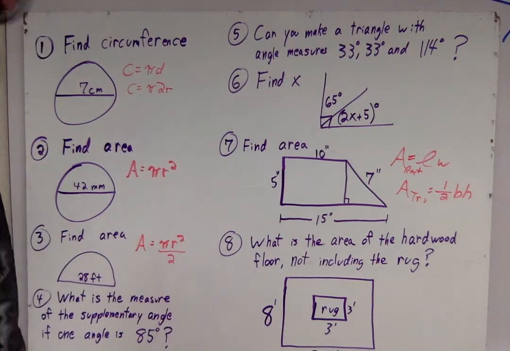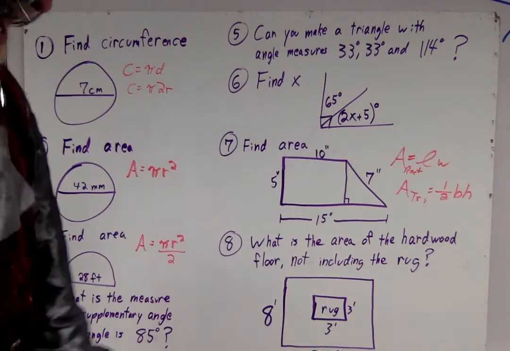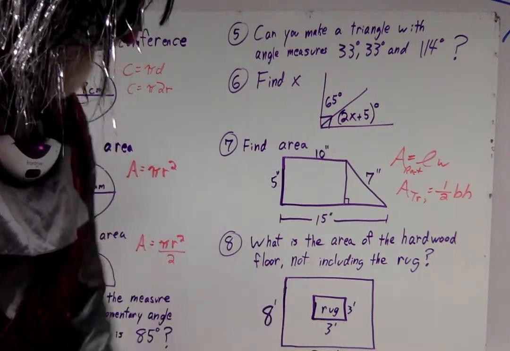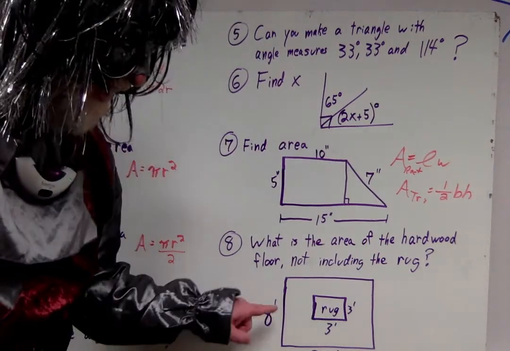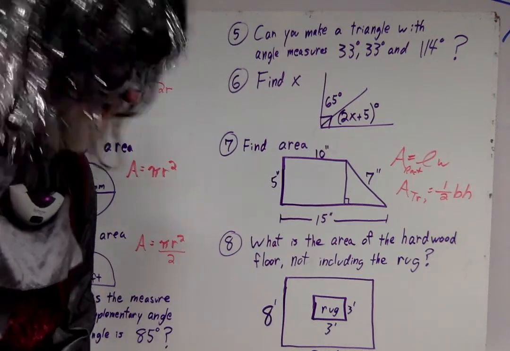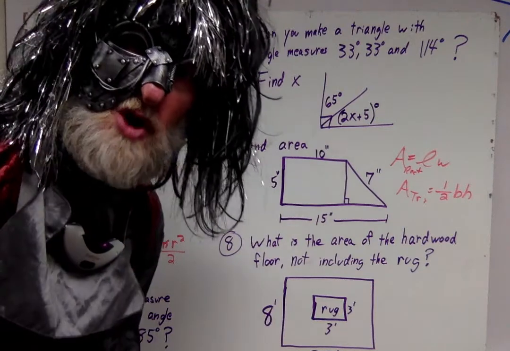Number 8 is also a little bit tricky. Imagine we have a rectangular floor, everybody, and you need to mop it, but you're not going to mop the rug that's in the middle. So, how many square feet will you have to mop? Well, everybody, the secret is find the area of the rectangle, find the area of the rug, and subtract them.